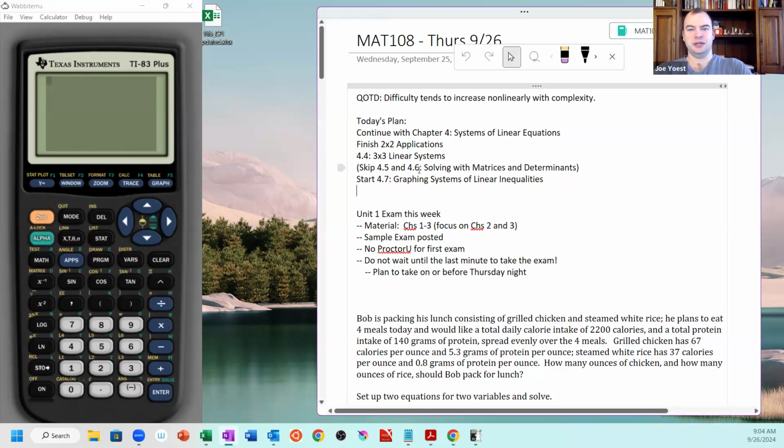It's just saying, here's another way to solve linear systems. And don't get me wrong, this is incredibly important stuff, but we just don't have the background to appreciate what's actually going on in something like Cramer's rule or solving with matrices. So it always puzzles me a little bit why it's included in intermediate algebra textbooks. So we are going to skip those and then start on 4.7, and that's where we'll pick up in next class, graphing systems of linear inequalities.